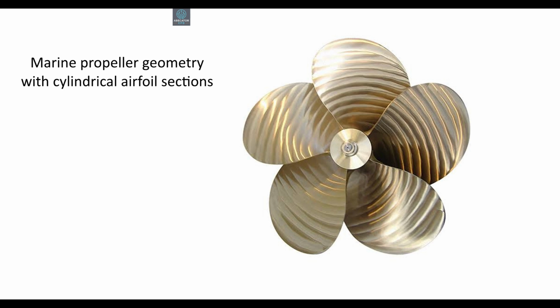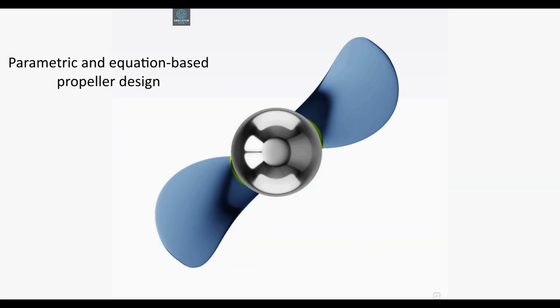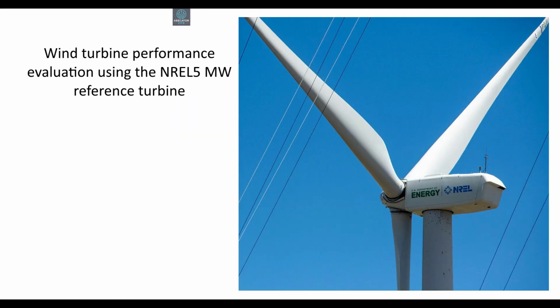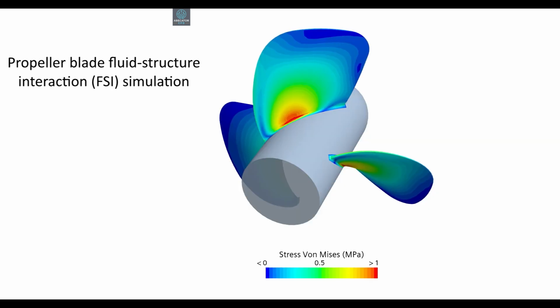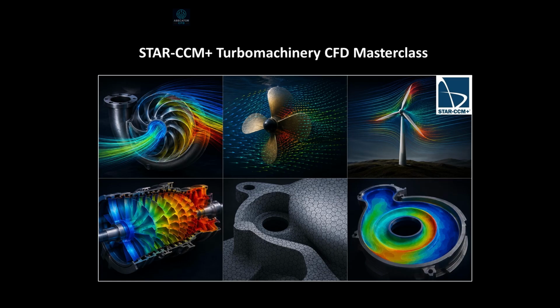Marine propeller geometry with cylindrical airfoil sections, parametric and equation-based propeller design, wind turbine performance evaluation using the NREL 5 megawatts reference turbine, harmonic balance simulations based on the subsonic Aachen turbine, propeller blade fluid structure interaction FSI simulation. These tutorials will focus on practical engineering workflows, accurate CFD setup, and validation against reference data whenever possible.